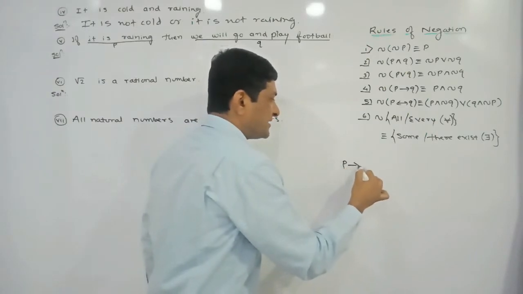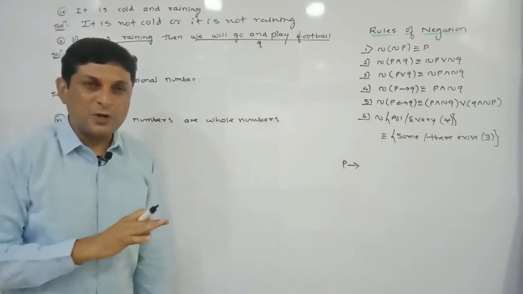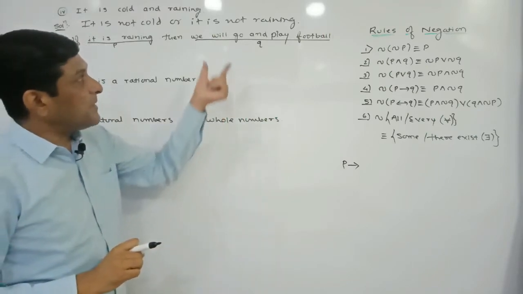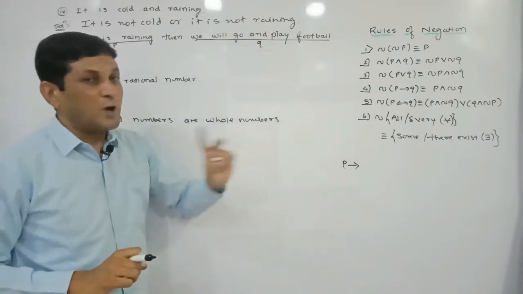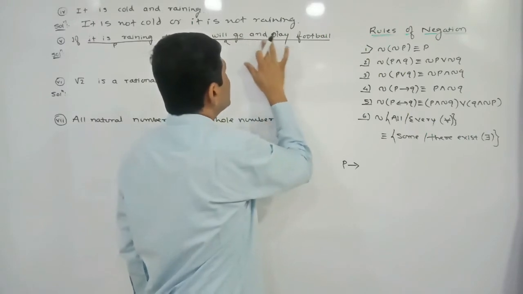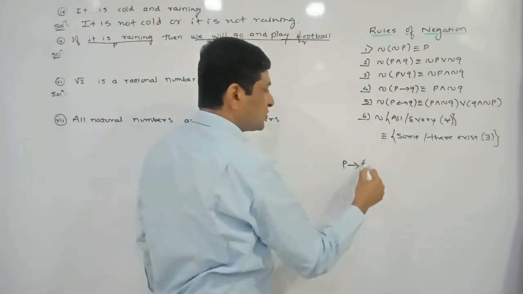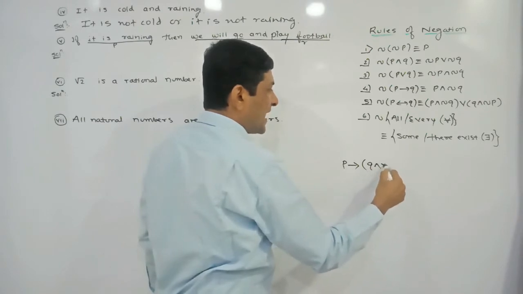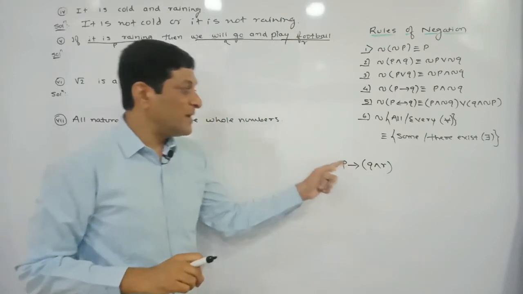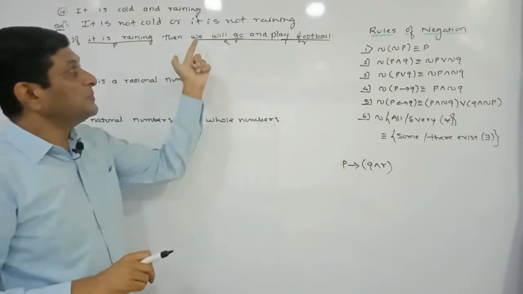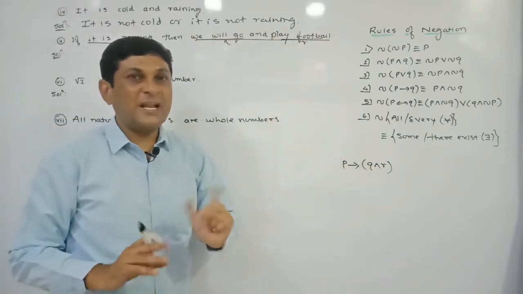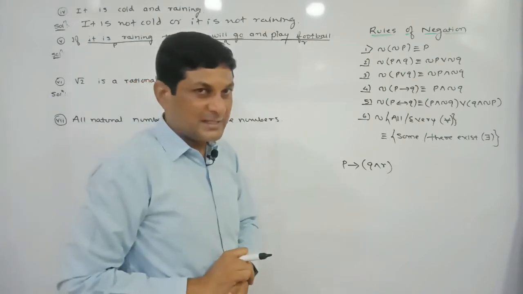P, if then: which logical connective, which symbolic representation are we using? Implication. In the second part, we will go and play football, so two parts are there. Let us denote this part by Q and the next part by R, and these two parts are connected by what? And. Q and R, so its symbolic representation will be this one, where P means it is raining, Q means we will go, and R means we will play football, isn't it?